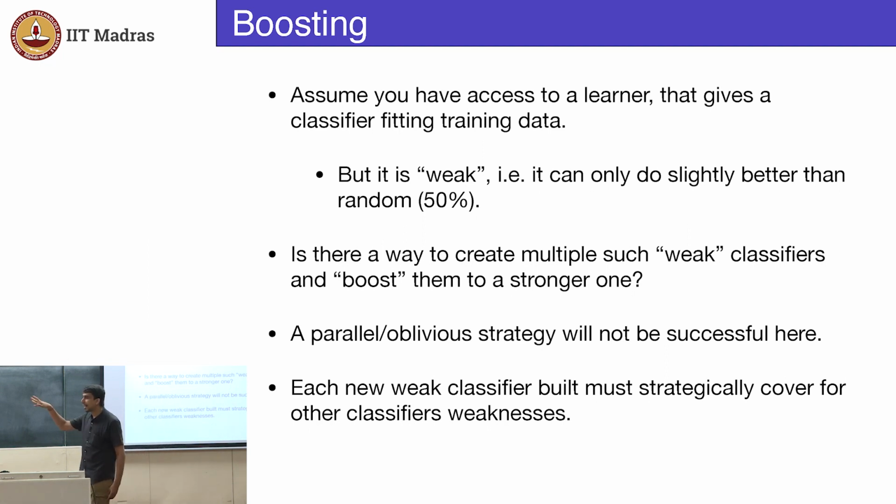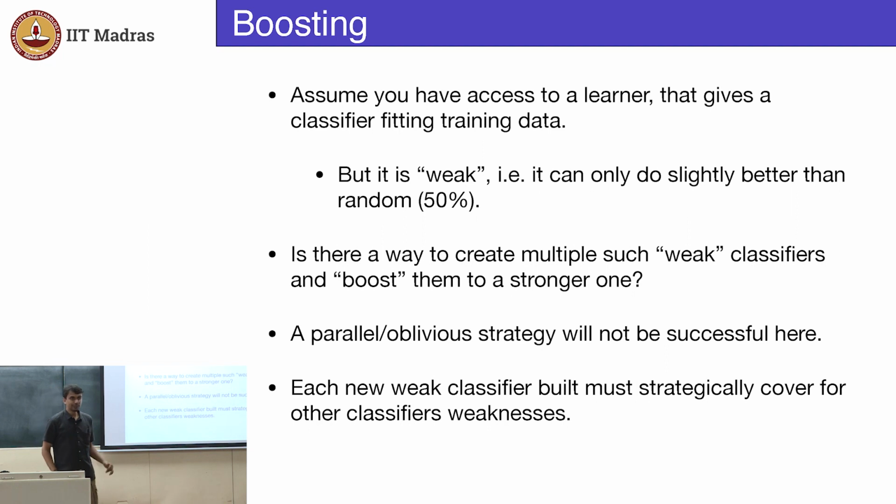Right? So a parallel strategy will not be very successful here. Why is that? Because these learners are stable. That means that if you give them multiple things, they will all return the same thing. They will all be 55% accurate, and if you average them, you'll get 55% accuracy. So it will not be much better than that, because they are all the same model. If you average multiple copies of the same thing, you will get the same thing. You will not get any advantage. So a parallel strategy will not be successful here.